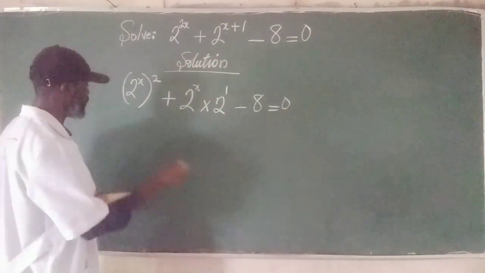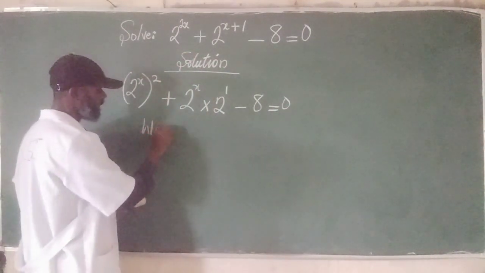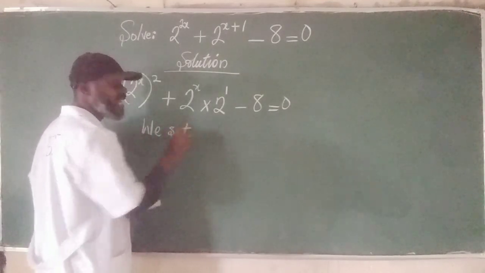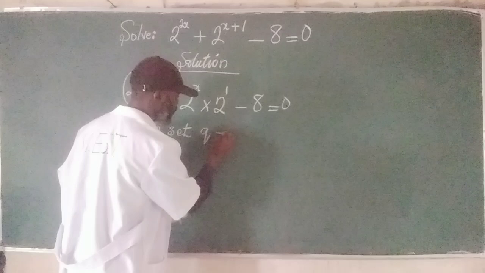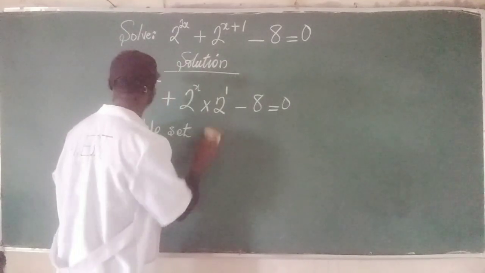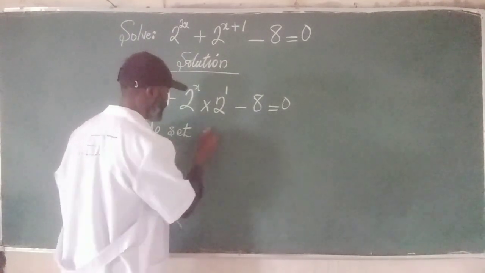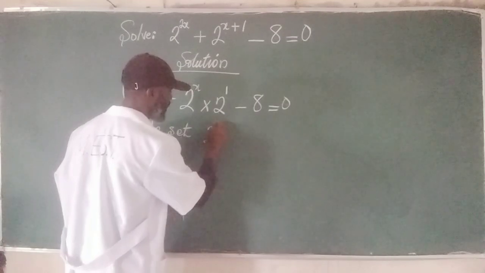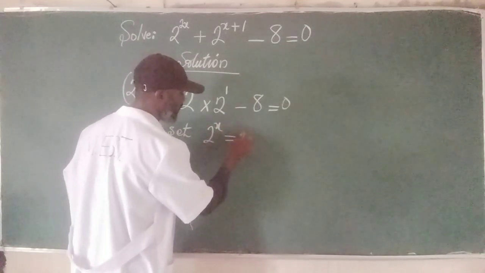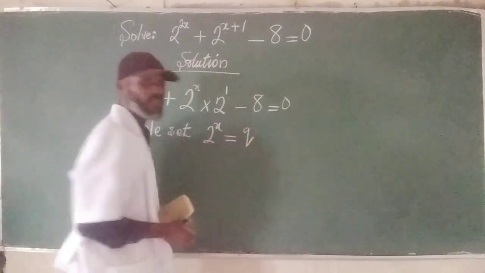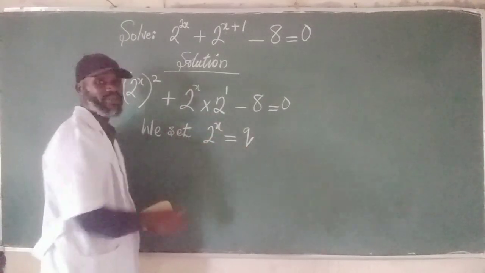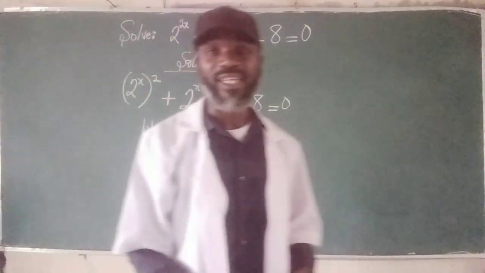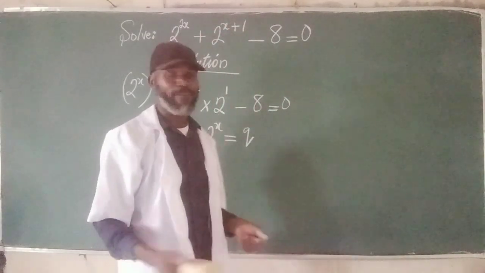As usual, let's set this. We set any alphabet of our choice. We can use Q. We set 2^x equal to Q. That's our choice alphabet at this moment. So we have set 2^x equal to Q. It's now turned into Q by itself.